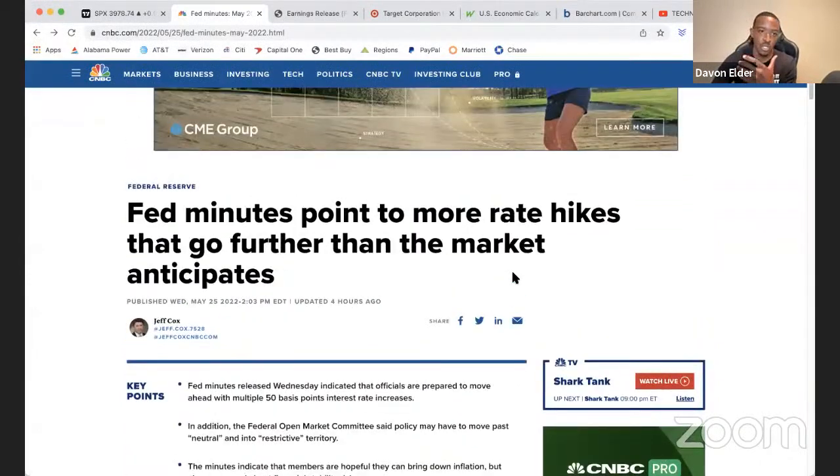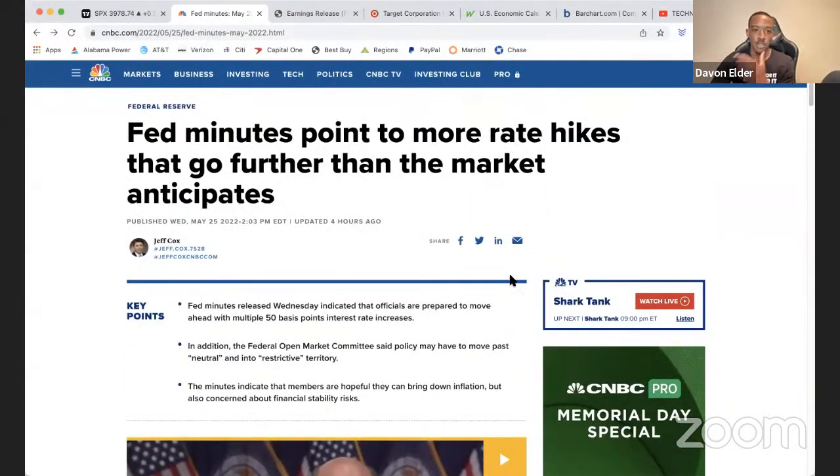So we're going to go through this article and break it down, because if you're going to be an investor in the stock market, you've got to be able to understand the Federal Reserve. The Federal Reserve is that governing entity that's going to be able to pretty much control the economy. So the Fed minutes that were released this afternoon point to more rate hikes that go further than the market anticipates.